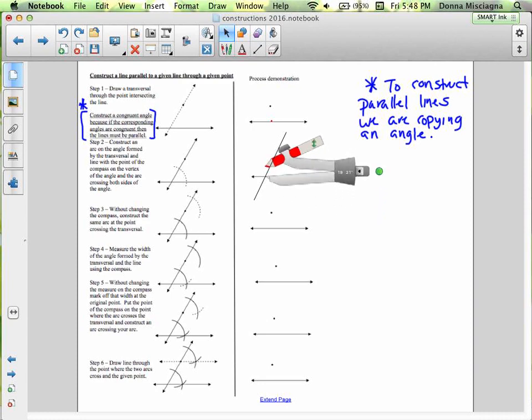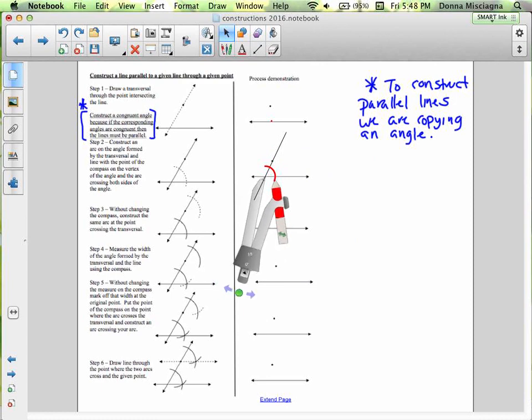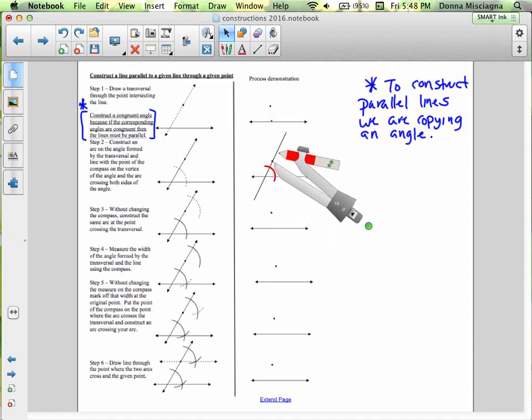Right? So we're going to draw the arc. Make sure you intersect both sides of the angle. You're going to leave the compass exactly the way it was, not change the spread in any way, and just move it to this point that we were given, and you're going to draw a nice big arc. It's got to intersect this line, and you want to make it nice and big because you want to make sure when we draw the next arc it's going to intersect.